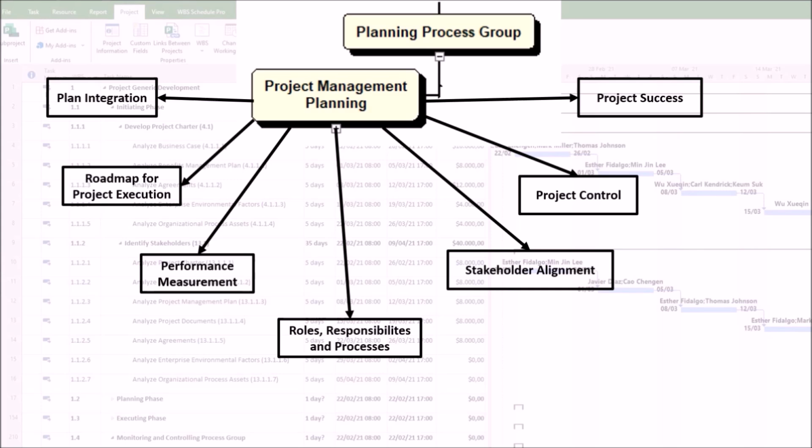In conclusion, the Develop Project Management Plan process is the cornerstone of the planning process group because it consolidates all planning efforts into a structured guide for successful project delivery. Without it, projects run the risk of disorganization, misalignment, and failure to achieve objectives.